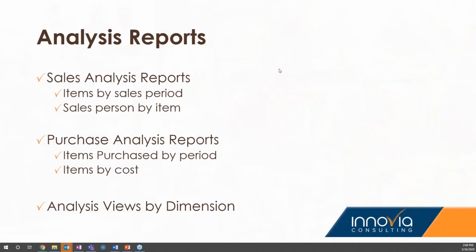A couple of examples of analysis reports that are standard out of the box in the system are sales analysis reports. You can use, for example, items by sales period, salesperson by item. You can also use it for purchasing, right? Items purchased by period, items by cost, and those are just standard right out of the box. Business Central has them built in, but we're going to use the functionality because I am a firm believer in being able to do things the way I need to do it and manipulate my data the way I need to do it. So we're going to really build it out for ourselves today.